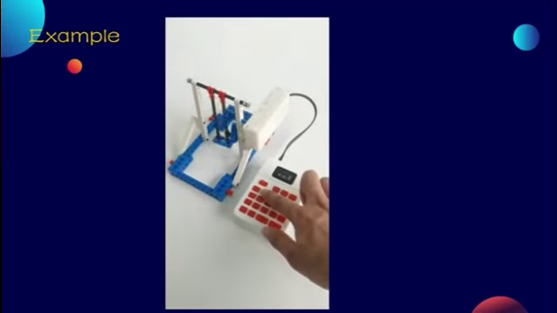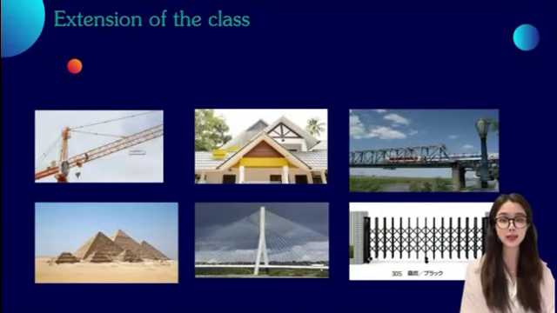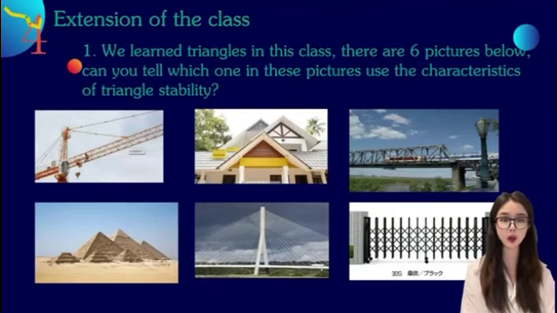So, in the lesson we completed the swing earlier, we actually learned about the characteristic of triangle stability. There are 6 pictures below, and can you tell me which of these pictures use the characteristic of triangle stability? Where does the characteristic of triangle stability generally apply? These points just said by the teacher can be used as small problems and assignments for everyone to think about after class.